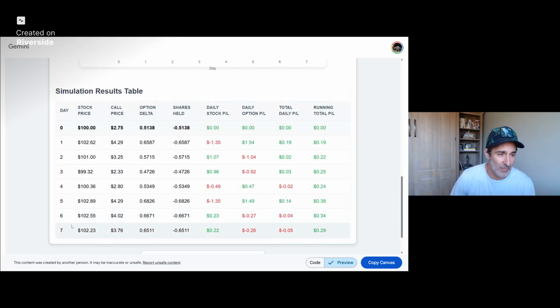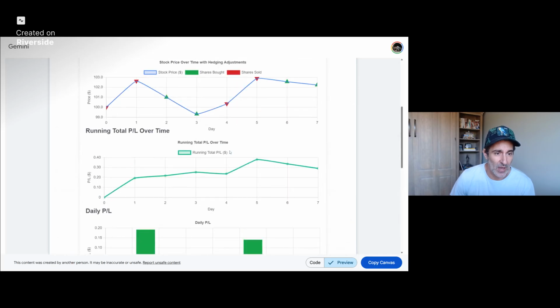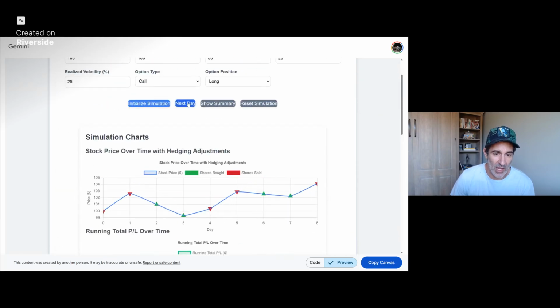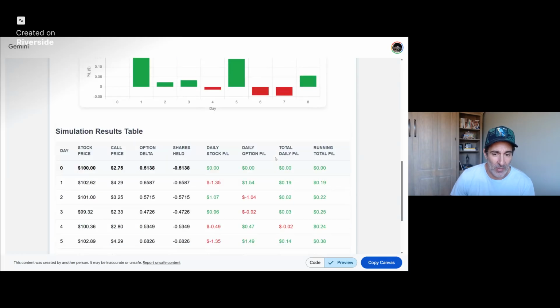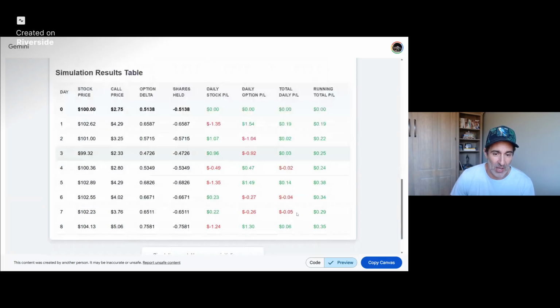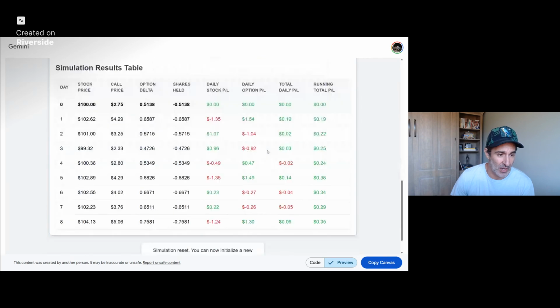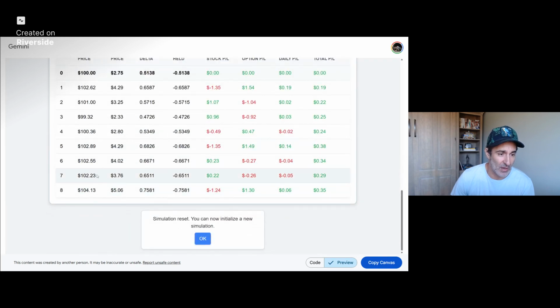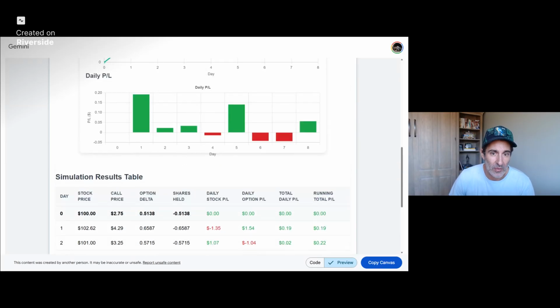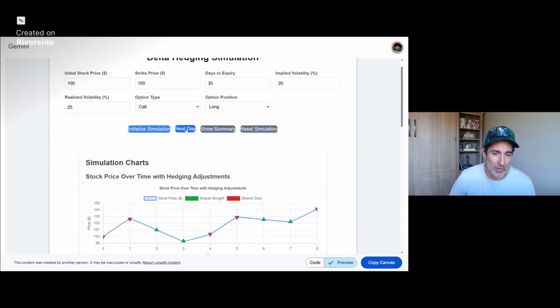And now a week or so has elapsed here, 7 days. Let's keep ticking it forward. Okay, we got a nice up day here. You see that daily P&L, we make 6 cents that day because we got a nice up move on the stock going from 102.23 to 104.13. It's $1.90. Let's just keep moving it forward a little bit. All right, big down day.